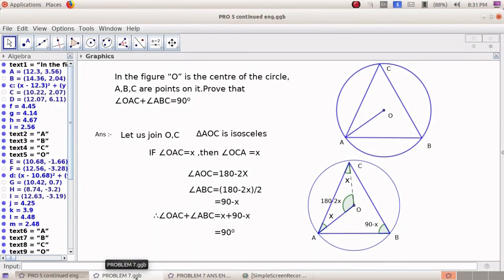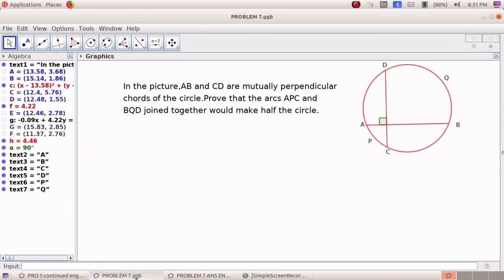Now let us do one more problem. See the question. Read the question. It says AB and CD are two mutually perpendicular chords. We have to prove arc APC and arc BQD together determine half of a circle, meaning together they must make a semicircle. To show that, it is needed only to show the sum of the central angles of arc APC and arc BQD together gives 180 degrees.